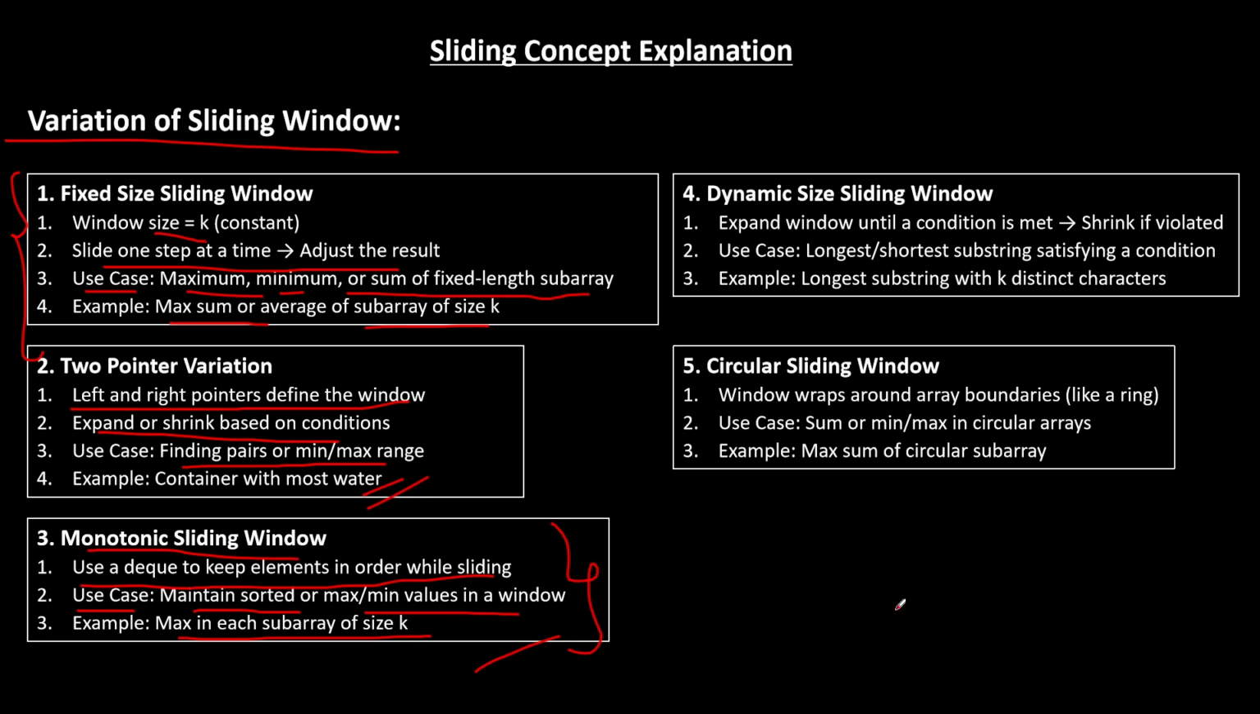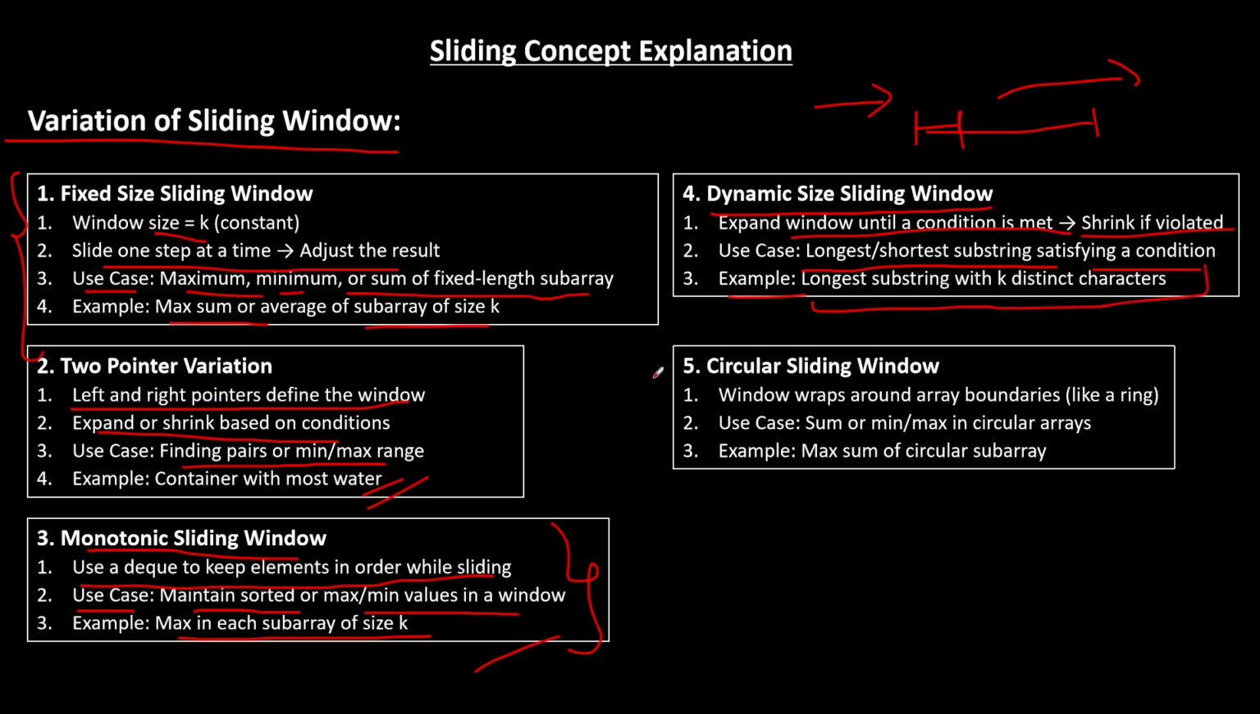Now the fourth variation will be dynamic size sliding window. We expand the window until a condition is met, and shrink if it is violated. Expansion of the window is done from the right hand side and shrink is done from the left hand side, right? If we expand it like this, then you shrink it from the back this way. The use case is longest or shortest substrings satisfying a condition. Example could be the problem longest substring with k distinct characters.